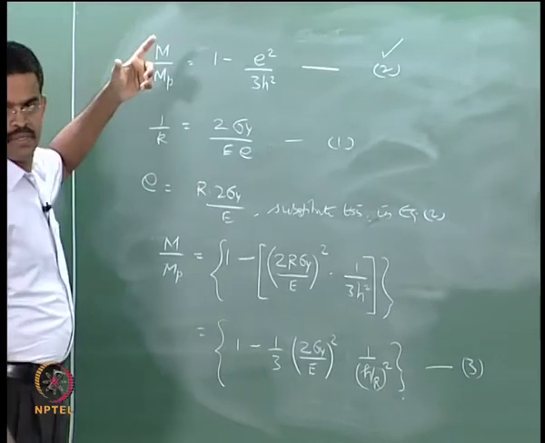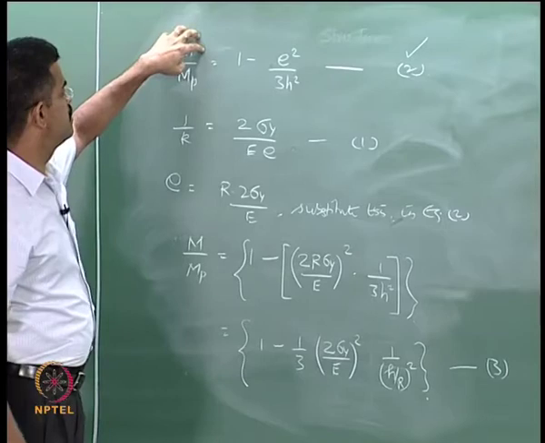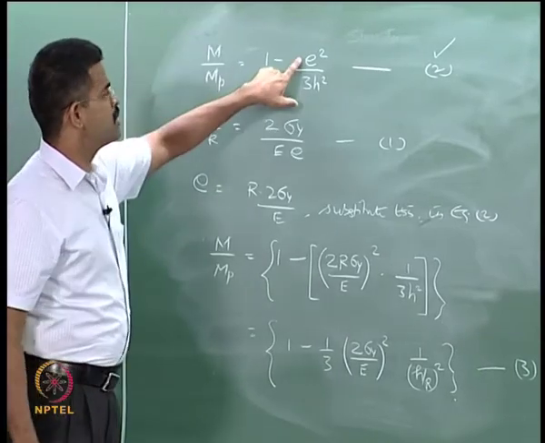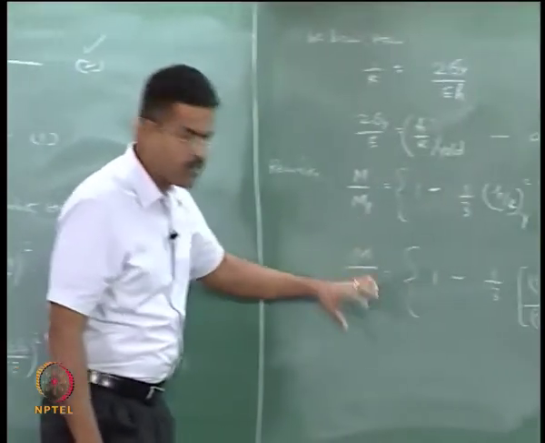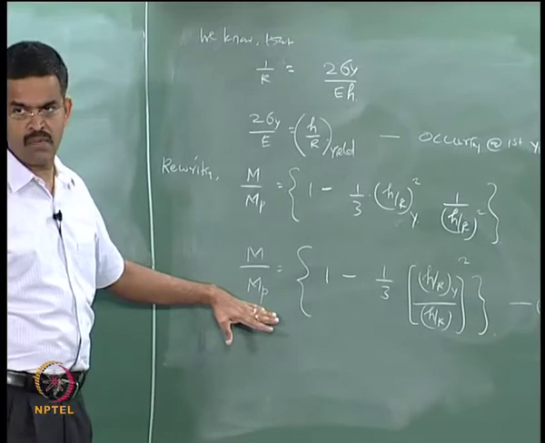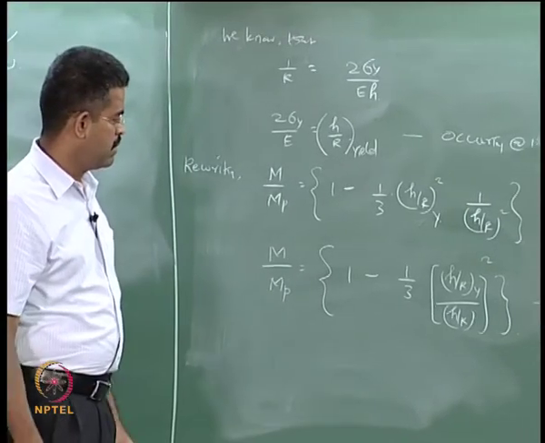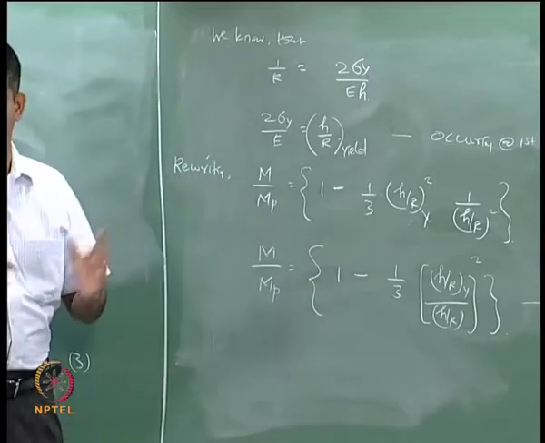Equation 2 gives me the relationship between the moments, the plastic moment and the moment at any section, with respect to the elastic core. Equation 4 gives me the relationship of the moments, that is the moment at any section with the plastic moment capacity, with respect to the curvature ductility. Okay, this can be plotted.